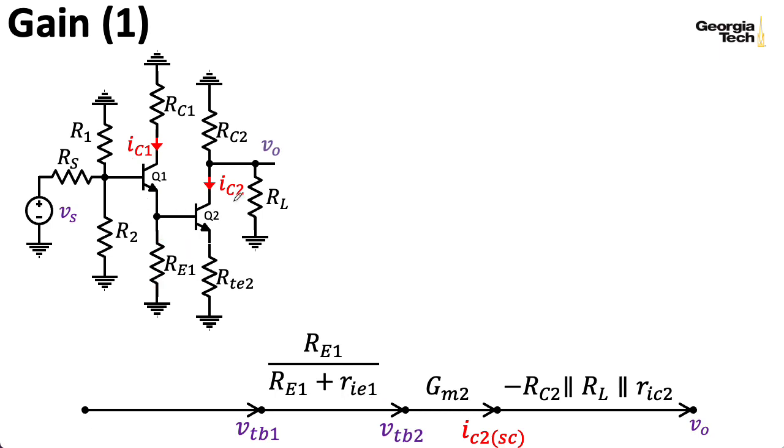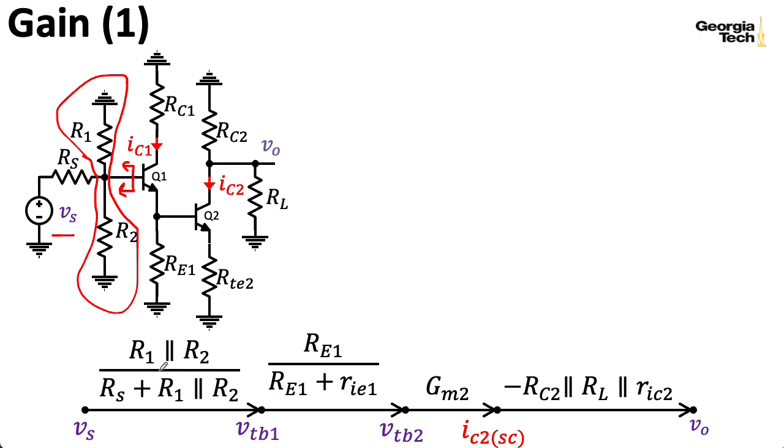Well, I can get that from VS with just a voltage division rule, because I'll have this R1 and R2 parallel combination that I'm dividing VS over. So I have R1 in parallel with R2 in the numerator, and then I have RS plus R1 in parallel with R2 in the denominator. And we've seen this term a billion times now. Well, maybe not a billion. That's an exaggeration, but we've seen it a lot.